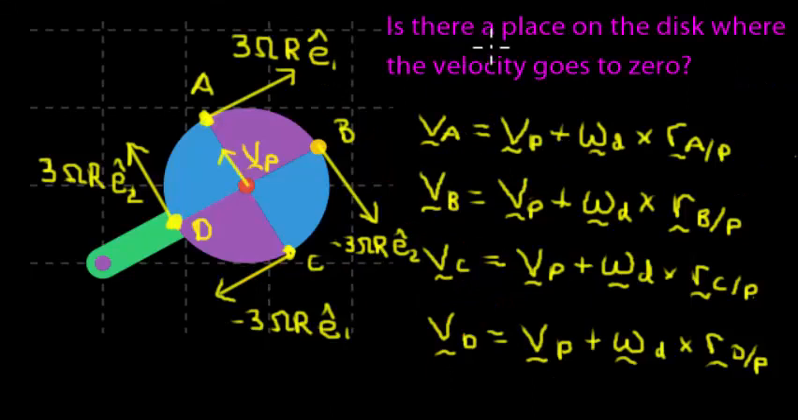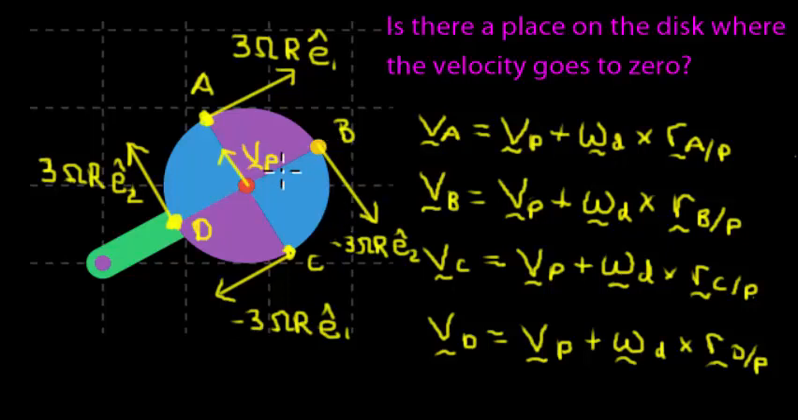So here I've reframed that question. Is there a place on the disk where the velocity goes to zero, where the disk is just for an instant motionless, zero velocity? I'm going to say yes, it is possible, but how would we find that?